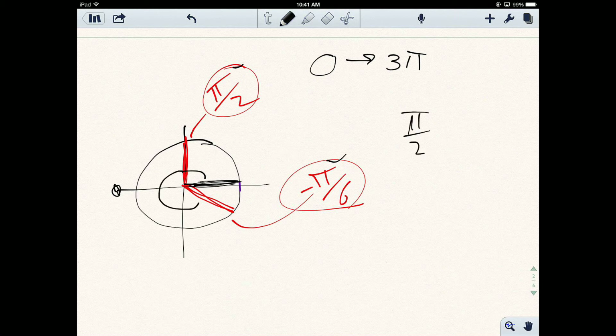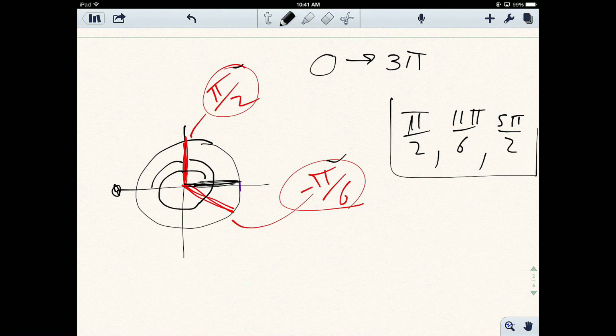No, boom, there's another one. This is no longer negative pi sixths because I'm going backwards, but it's, let's see, 11 pi sixths. Yeah, and then we keep going, and here's another pi halves. So this is going to be 1, 2, 3, 4, 5 pi halves. And then we get to 3 pi, and there are no more. So these are solutions going from 0 to 3 pi.